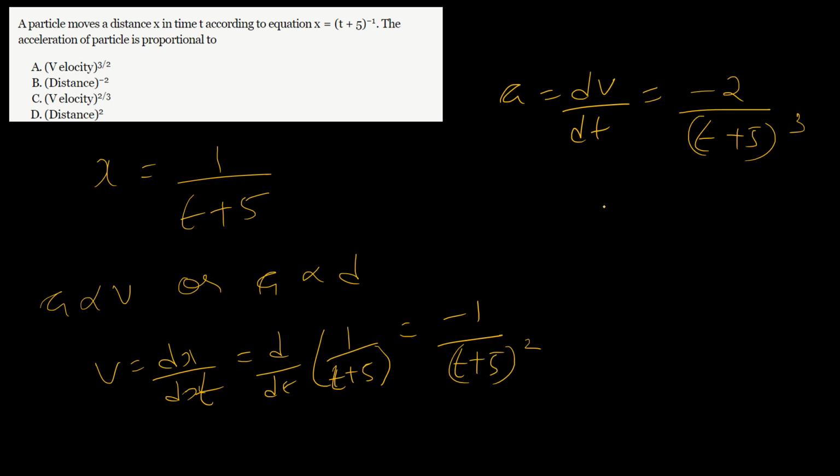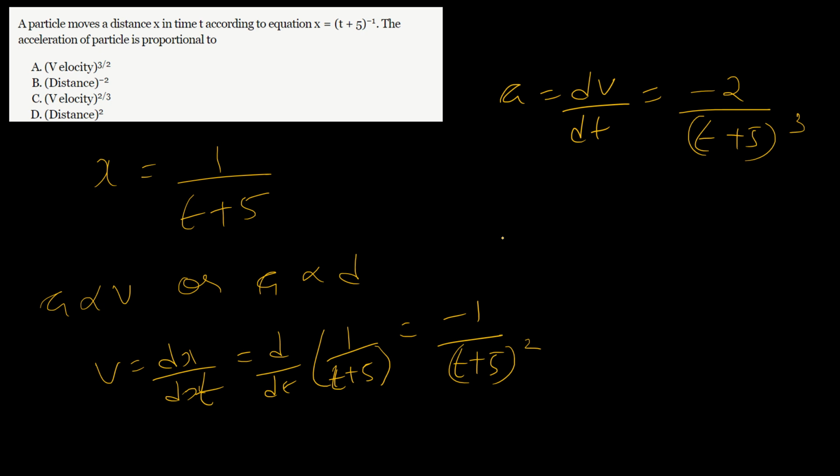So now we don't need a relation between a and t actually. Why? Because it's not given in the options. But we need to establish a relationship between either a and v or a and x. I think a and x is literally not possible, because we have 1 by t plus 5, distance raised to minus 2. It's not possible. Okay, the only possible way we can go for is velocity.